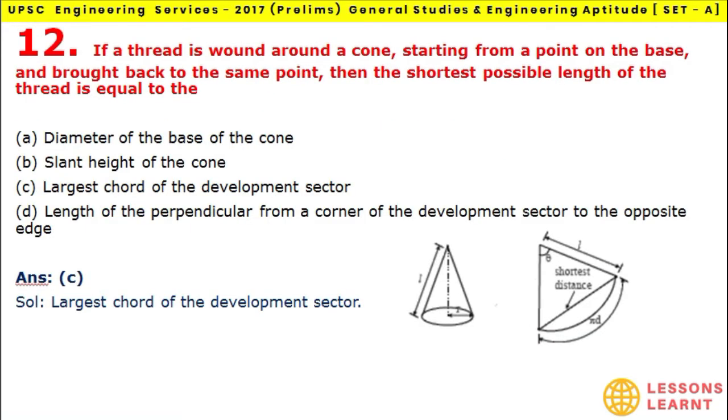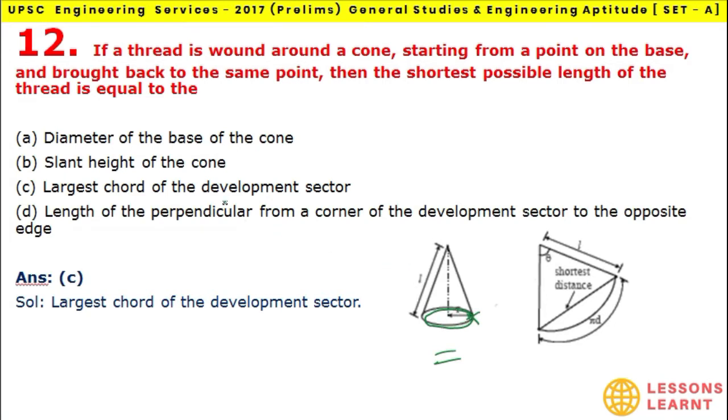Now we will see question number 12. If a thread is wounded around a cone, so this is our cone, you can see here. The thread is wounded around a cone starting from a point on base. Suppose we are considering this as a base, this point. So thread is wounded around a cone, and it is starting from this point and brought back to the same point. That means the thread is going like this and it is coming back to this point. Then the shortest possible length of the thread is equal to. So when we are wounding this around this cone, what will be the shortest possible length?